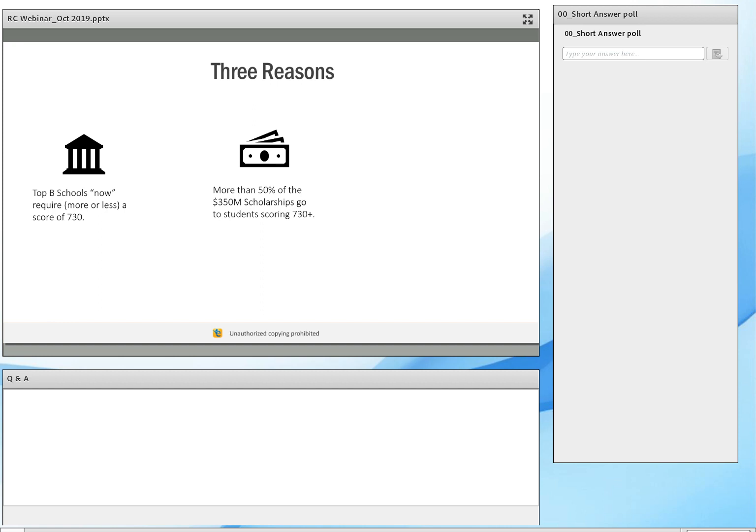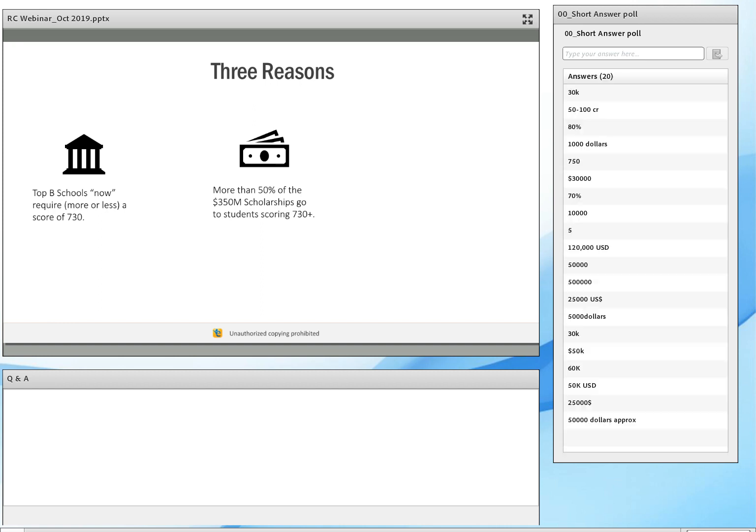Okay. All right, I have 10 responses. Average scholarship, someone said 50 crores, that's about 6 million or so, 7 million or so.